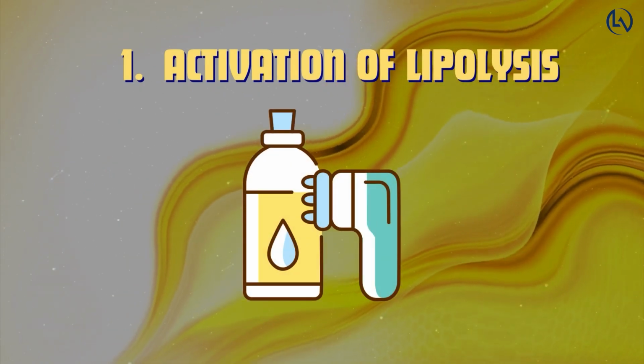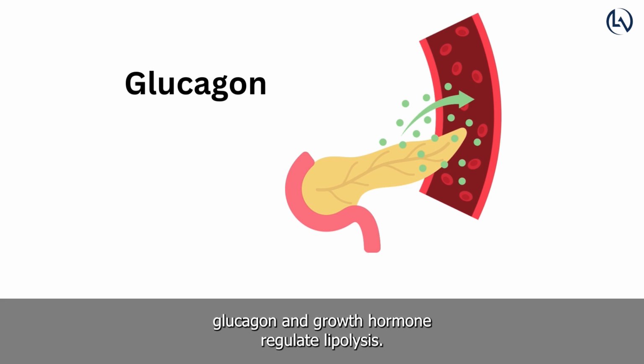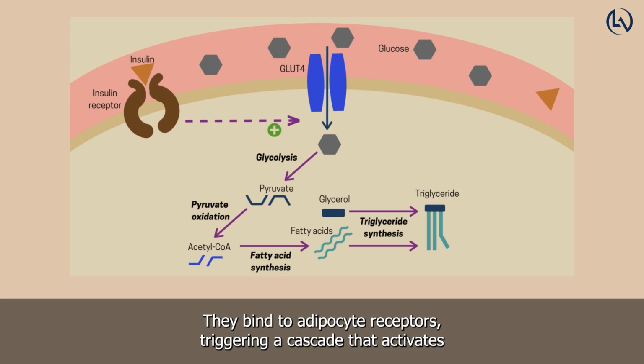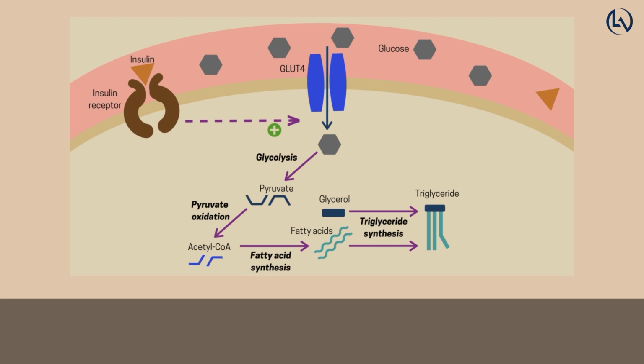Activation of lipolysis. Hormones like epinephrine, norepinephrine, glucagon, and growth hormone regulate lipolysis. They bind to adipocyte receptors, triggering a cascade that activates the breakdown of triglycerides into fatty acids and glycerol.